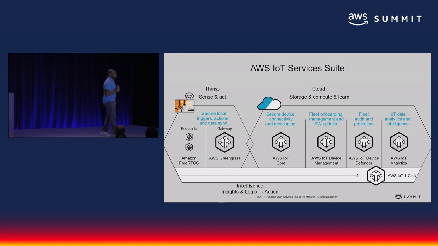Then we have Device Defender. This is a way that you can do audit checks against your cloud ecosystem, such as security policies that leave devices open, or devices sharing certificates, which they should not be. So it allows you to take proactive action and make sure that when you give these devices out to your consumers, they're configured correctly, and we continually check against those audits.